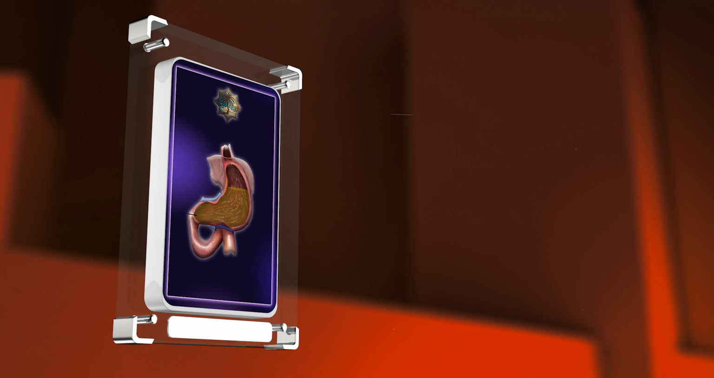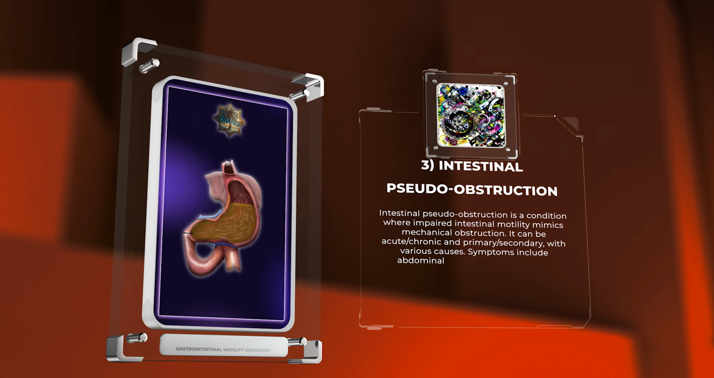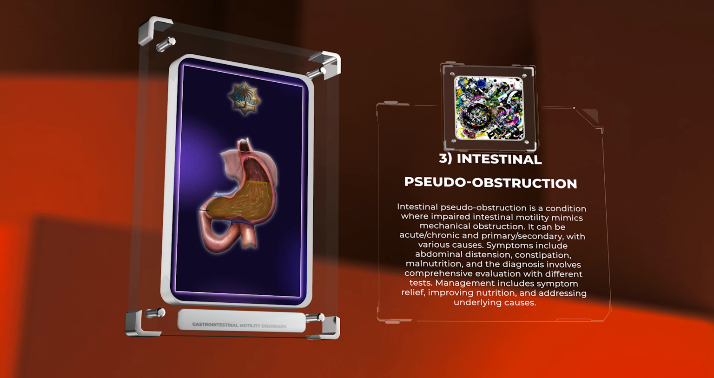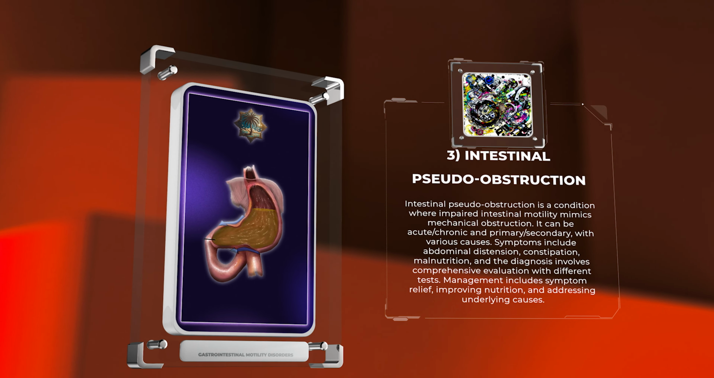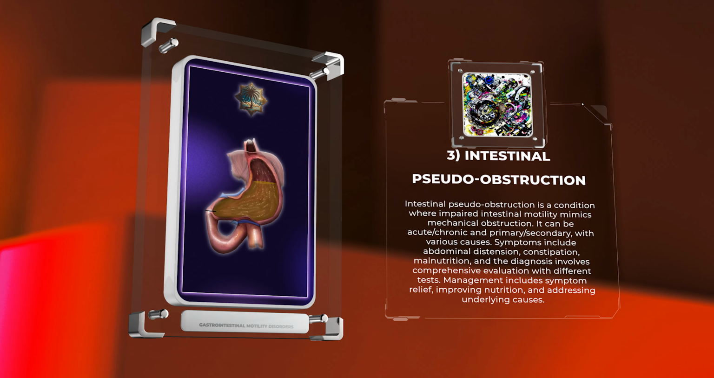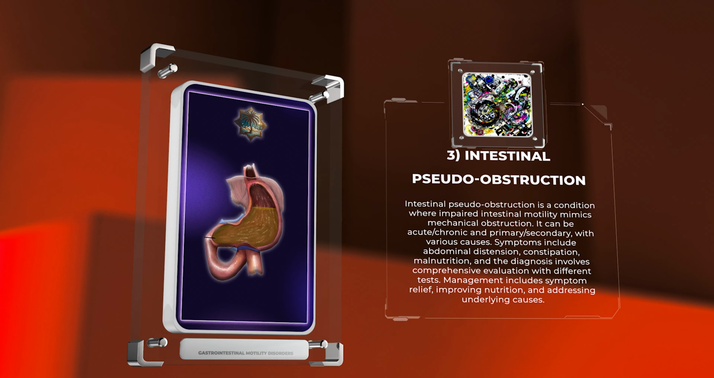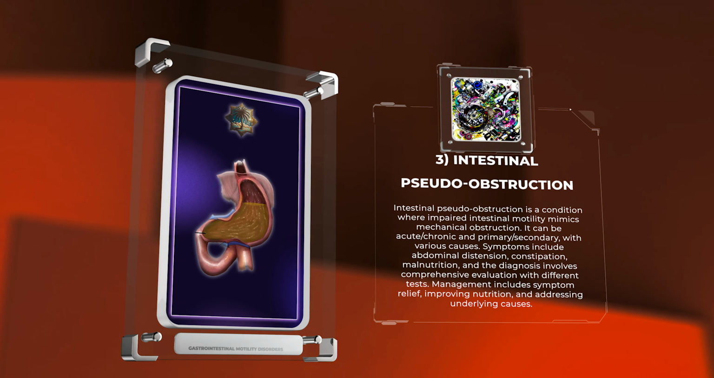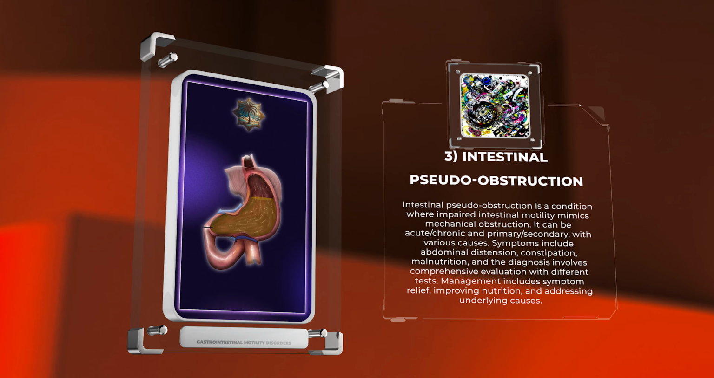Intestinal pseudo-obstruction is a condition where impaired intestinal motility mimics mechanical obstruction. It can be acute or chronic and primary or secondary, with various causes. Symptoms include abdominal distension, constipation, malnutrition, and the diagnosis involves comprehensive evaluation with different tests. Management includes symptom relief, improving nutrition, and addressing underlying causes.